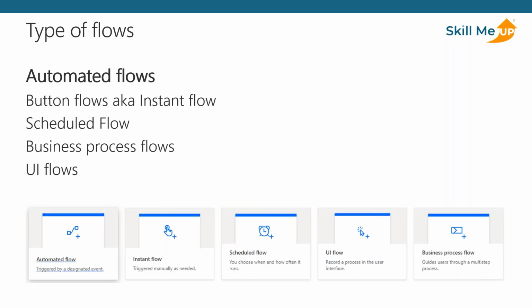Scheduled flow: create a flow that performs one or more tasks on a schedule. Business process flow: define a set of steps for people to follow to take them to a desired outcome. And finally, UI flow or user interface flow: record and automate the playback of manual steps on legacy software.